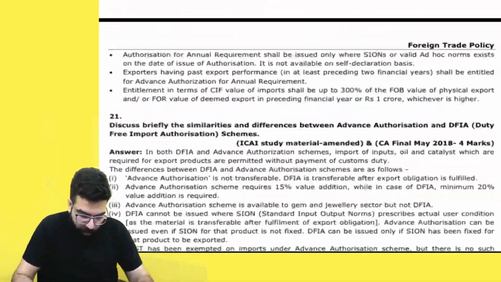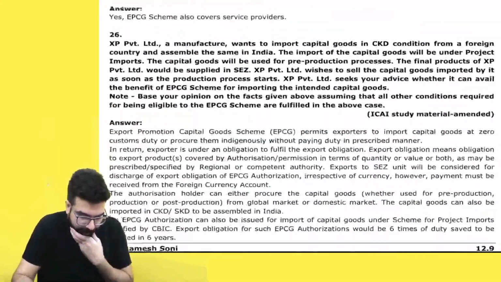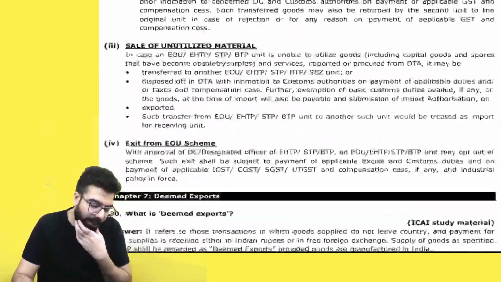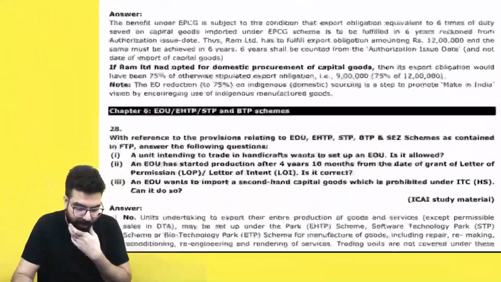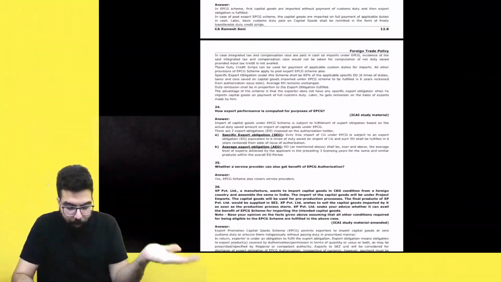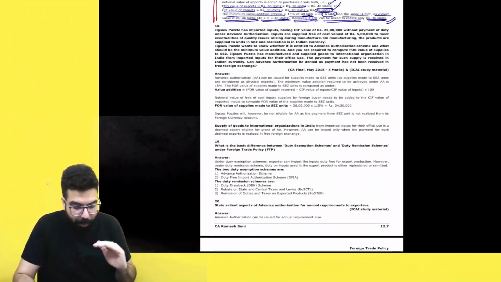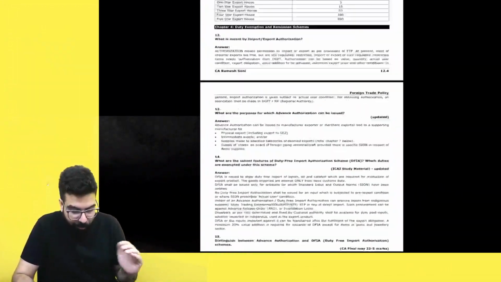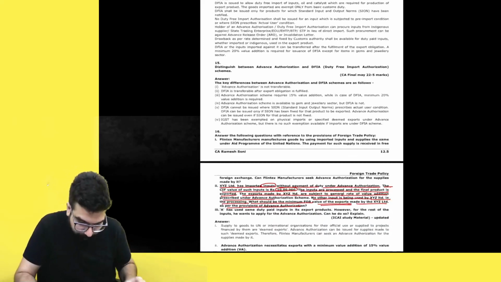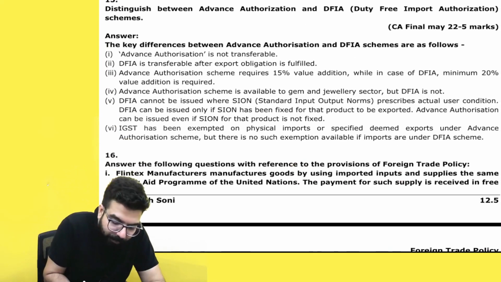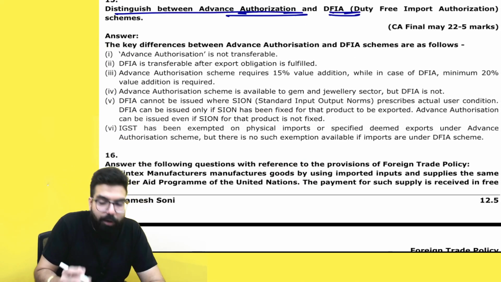I want to show you from my Q&A material one small point of difference between duty-free import authorization and advance authorization, so that you are a little clear about the differences of both. When you know the differences of both, it will be easy for you to understand. One minute. See over here. What is the difference between advance authorization and duty-free import authorization?